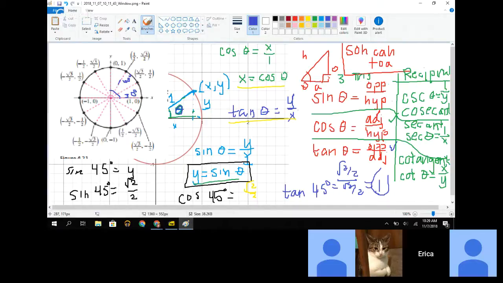If I wanted to find the sine of 30 degrees, the sine is the y component. So the sine of 30 degrees is 1/2. And if I want to find the cosine of 30 degrees, that's the x component. So the cosine of 30 degrees is the square root of 3 over 2. Okay.